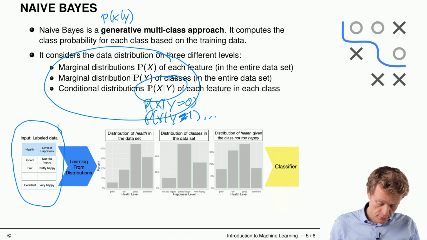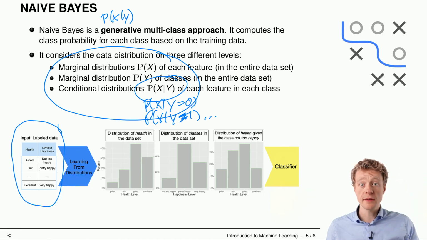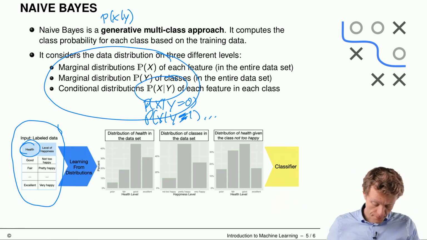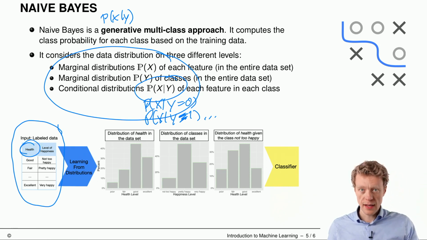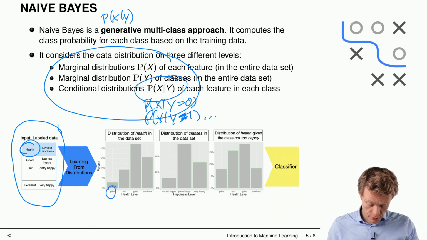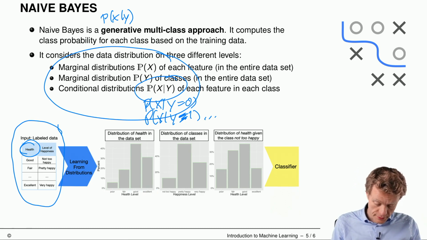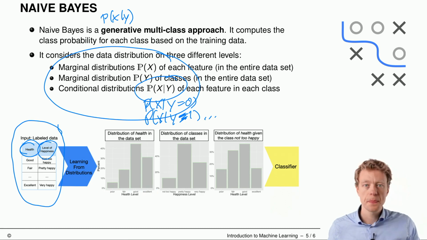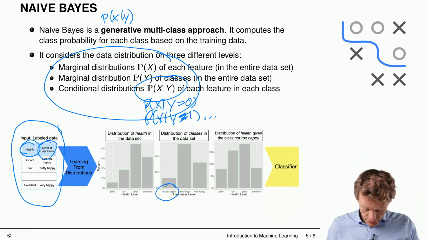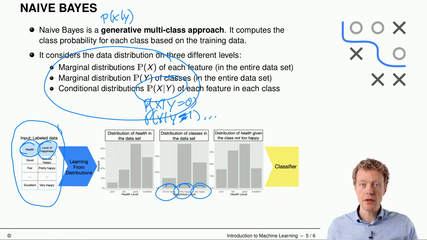We take a very simple example here. We have just one feature and one target variable. The feature is health. Health is a categorical feature. It has 4 classes: poor, fair, good, and excellent. That's the 4 options you have for health in that example. And the level of happiness is the target variable. This can have 3 classes. These are not too happy, pretty happy, and very happy, just as before.